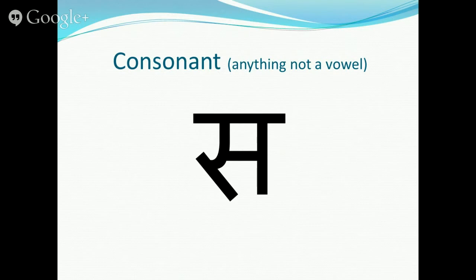So anything other than A, E, I, O, U, and we'll forget about the Y stuff, is a consonant in Hindi. So this consonant, as we learned last week, sounds like the letter S, but it's followed by a vowel because everything in Hindi is a syllable. So it has to have a vowel. What vowel is there? Do you remember?